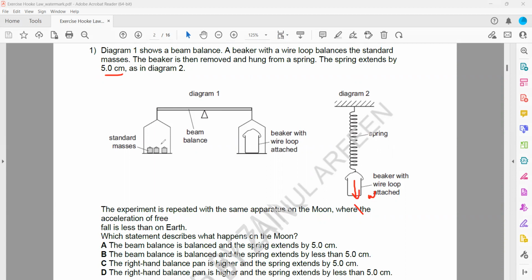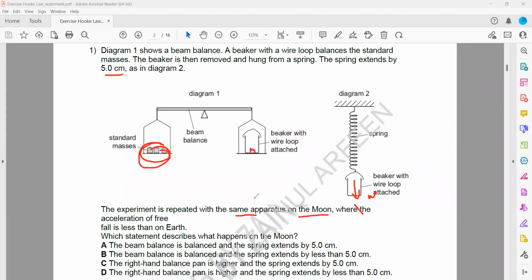But in the first one, a beam balance, the mass of a wire with a loop is balanced with these standard masses. The mass of an object does not change when we move from one place to another. So the experiment is repeated with the same apparatus on the moon, where the acceleration of free fall is less than Earth, like the gravity of the moon is weaker. Which statement describes what happened on the moon?